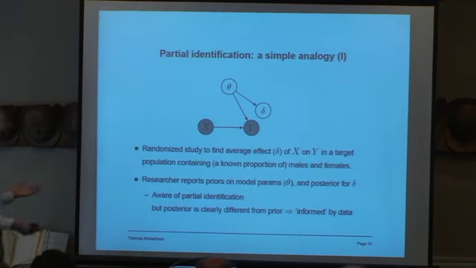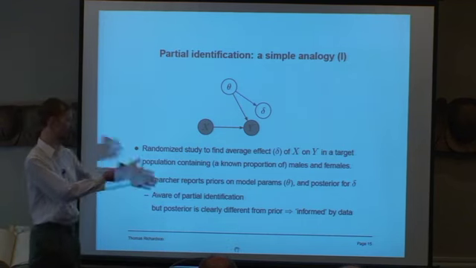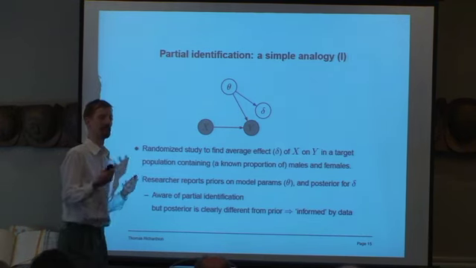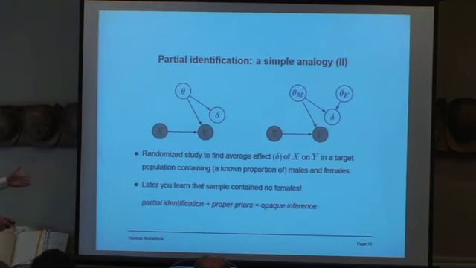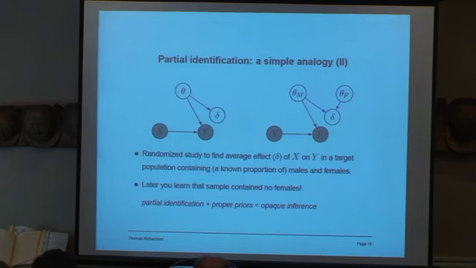The researcher reports priors on the model parameters and then gives you a posterior over this quantity of interest, delta. The researcher says, I'm aware of partial identification, but look, here's my prior, here's my posterior. My posterior is clearly different from my prior. It's been informed by data. Be happy, take away my posterior and regard that as a summary of the inference that should be taken. So given this setup, suppose that you subsequently learn an extra piece of information: the sample contained no females whatsoever. There were just no females.